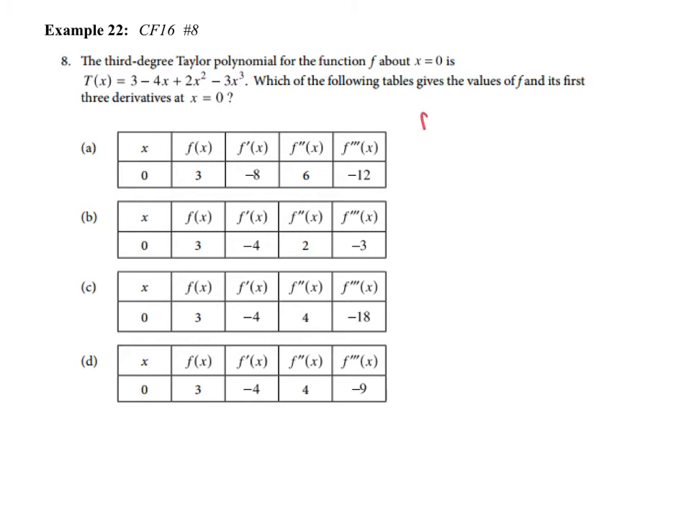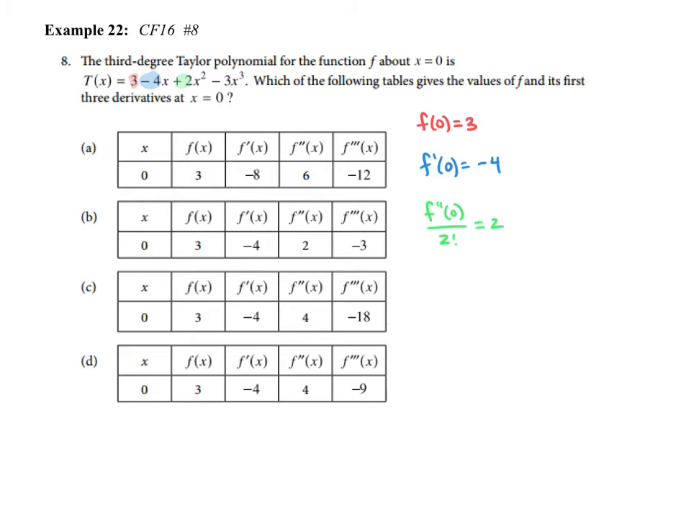We do know right now that f of 0 is 3. We can see that right here in our format. We also are able to determine that the first derivative at 0 is negative 4. And again, that's going to be right there. Now the next one's a little bit different. When we're looking at 2, remember that's going to be the second derivative at 0 divided by 2 factorial.